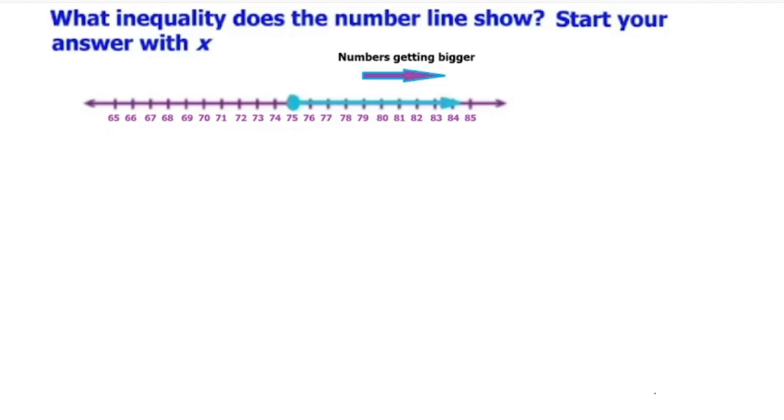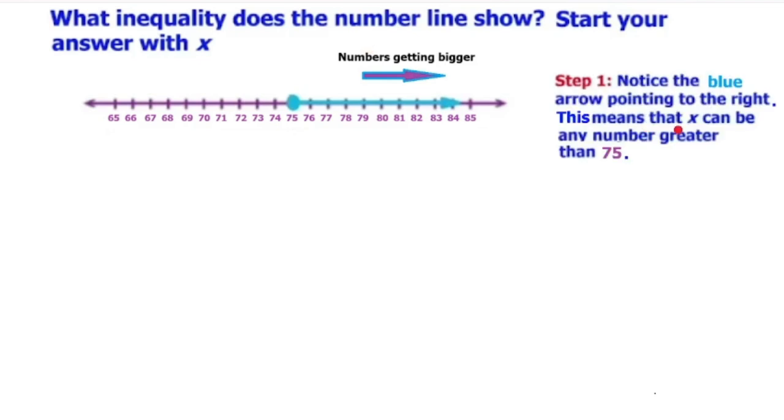We could see that the arrow this way shows numbers getting bigger, okay? So step one, notice the blue arrow pointing to the right. This means X can be any number greater than 75. So the arrow goes this way and continues forever. That means it could be 75 or greater.